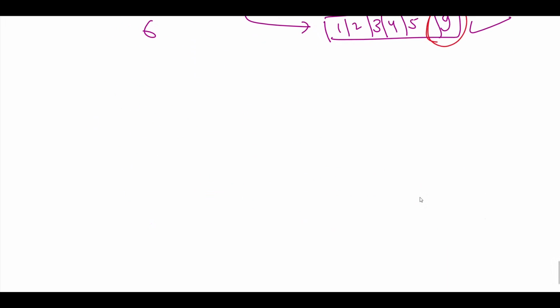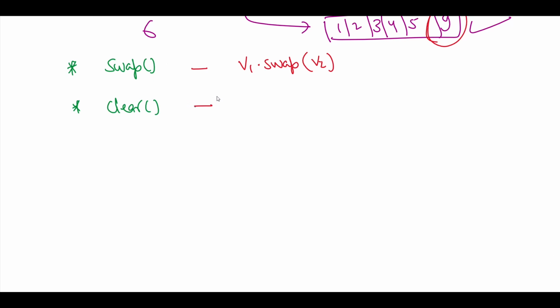Now there are a few other functions that you should know about vector. One is swap. It will basically interchange the values of two vectors. So you can write something like this: vector1 dot swap and vector2. One thing that you have to keep in mind is that vector 1 and 2 are of the same type and same size. Another function that we have here is the clear function. All the functions begin with small letters, and this will clear the whole vector, but it will not delete the vector.